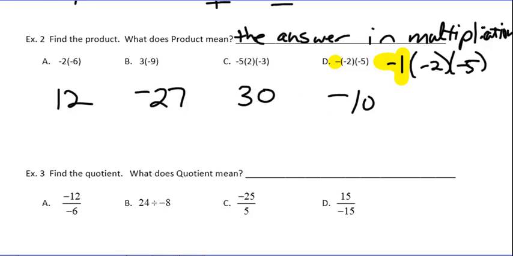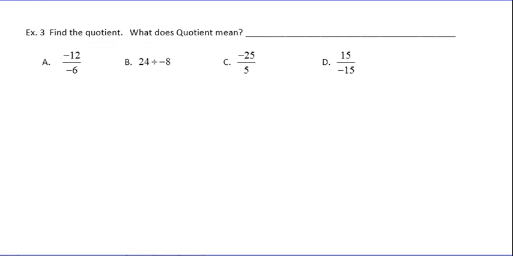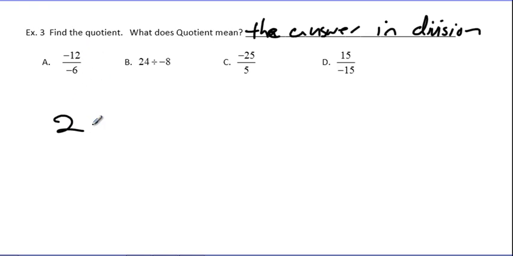Let's move on. Example 3. We're asked to find the quotient. Quotient is the answer in division. So we're asked to divide, in other words. In example 3a, we have same sign, so my answer is positive. I divide and get 2.